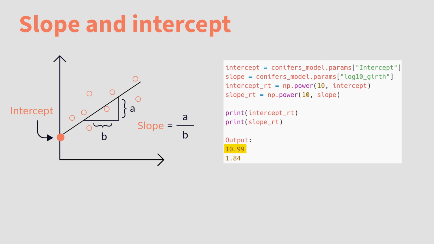While mathematically the intercept is relevant, in our case it is not. This is because it means that a tree with a girth of 0 will have a height of about 11 feet, which is not possible. The slope, however, has a meaning. A slope of 1.84 means that for every unit increase in girth, there is a 1.84 feet increase in the height of trees on average.